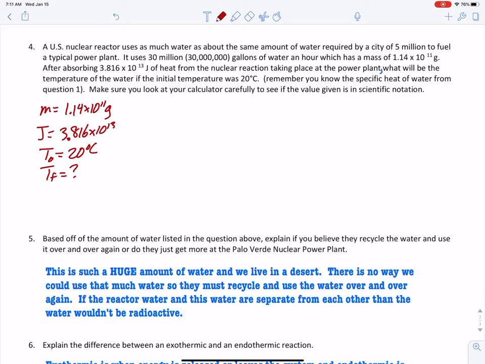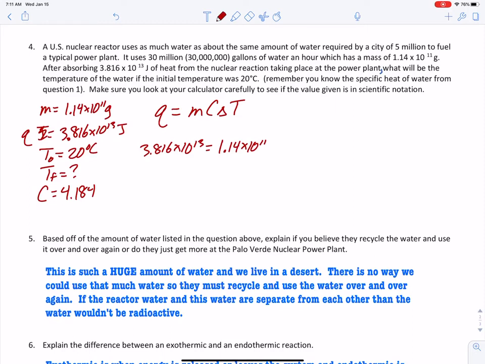Okay, and remember, the heat capacity of water is 4.184. So we write our equation, right? Our Q, in units of joules, Q is the variable. So 3.816 times 10 to the 13th equals our mass, 1.14 times 10 to the 11th, times our heat capacity, times our final temperature minus our initial temperature.